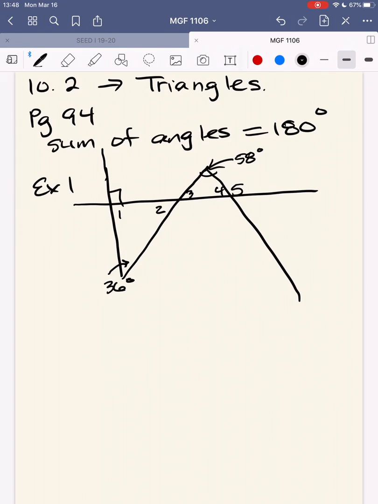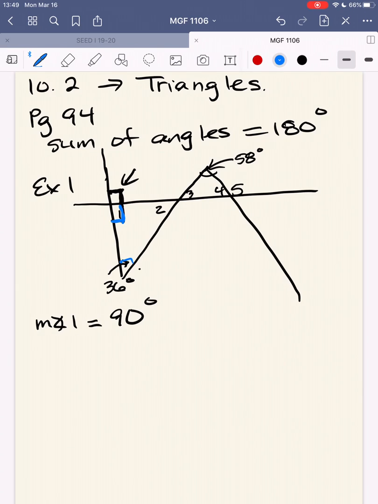One thing I do know is that the box means this angle here is 90 degrees. Which means below that line, because it's a straight line, angle 1 must also be equal to 90 degrees. This is your starting point. So if this is 90 degrees, so is this. Now I also know that this angle is 36 degrees right here.